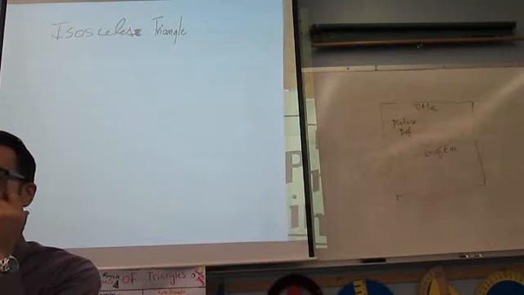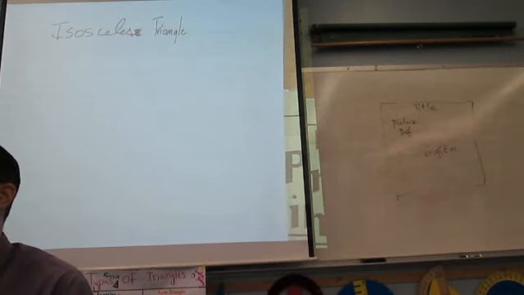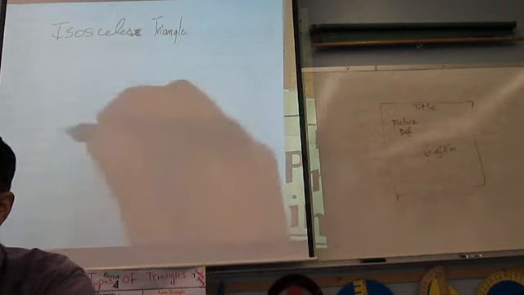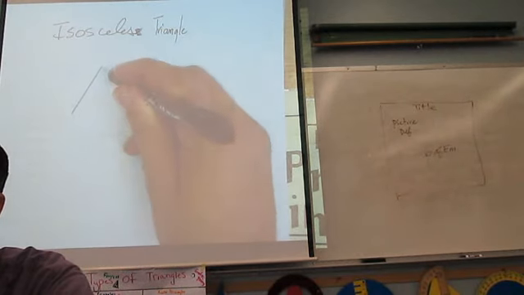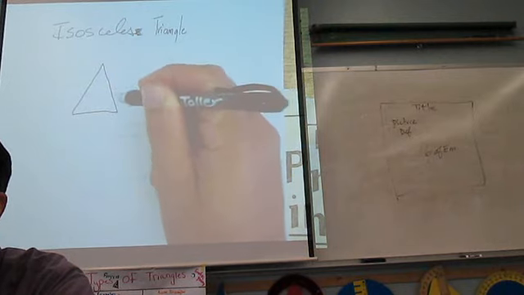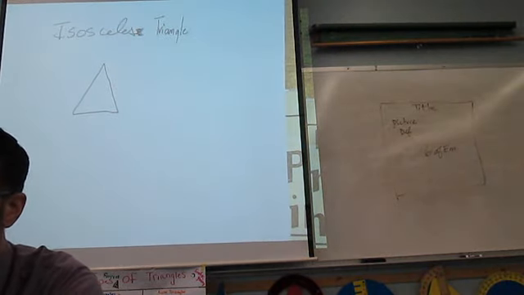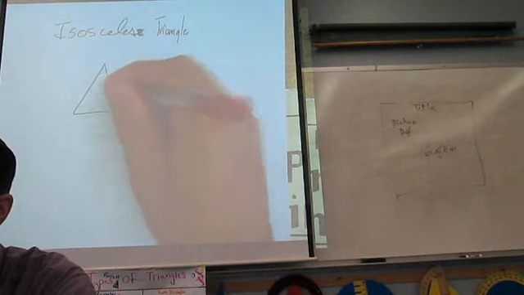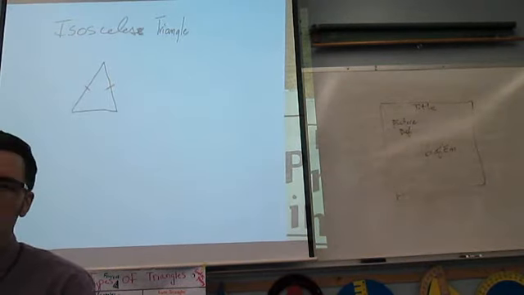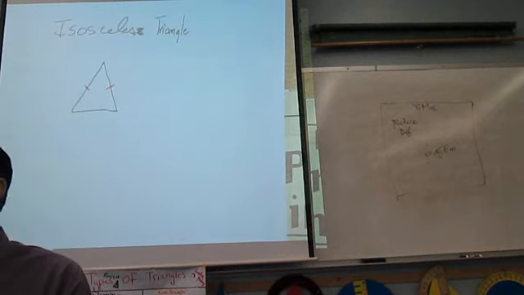Okay, isosceles triangles are kind of special. They've got some parts to them, so you might want to write this down. An isosceles triangle, as you saw, has at least two sides that are congruent. So I'm going to orientate it this way, which is kind of the traditional way to orientate them. When you see two marks like that, you'll know that the triangle is isosceles because it's got two congruent sides.